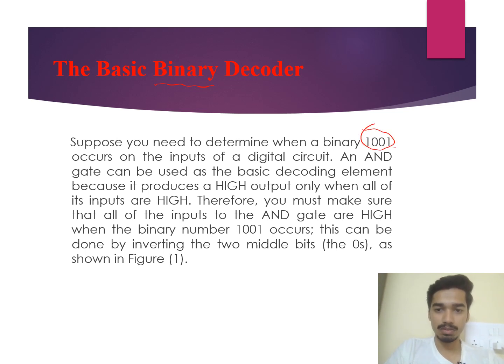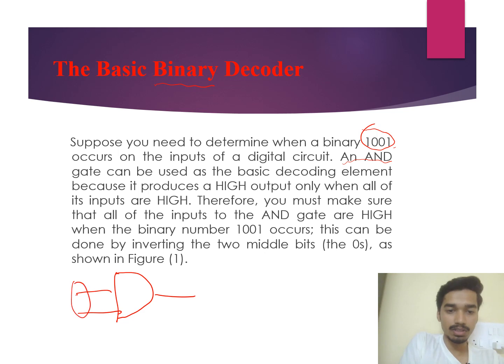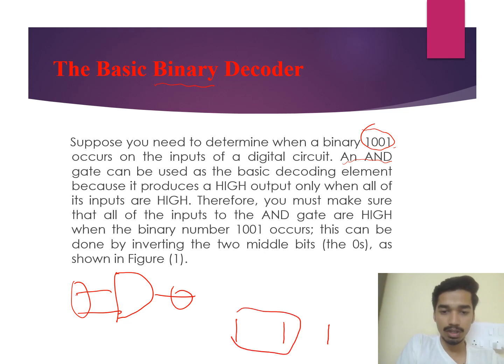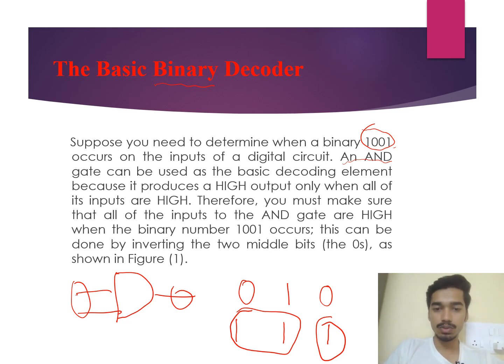Say 1001 is the binary input, and an AND gate can be used as a basic decoding element. The representation of the AND gate is like this. This is the input and this is the output. So an AND gate can be used because it produces a high output only when all the inputs are high. So we know in the truth table of the AND gate, 1 and 1 produces 1. When all the inputs are high, only then do we get a high output. If 0 and 1 is there, we get 0, which is actually low. So that's why we are using the AND gate.